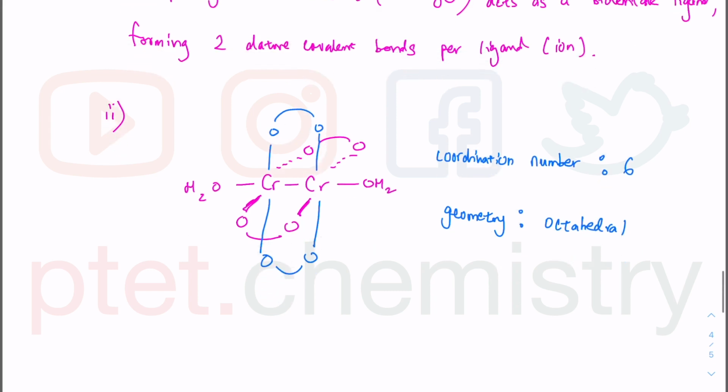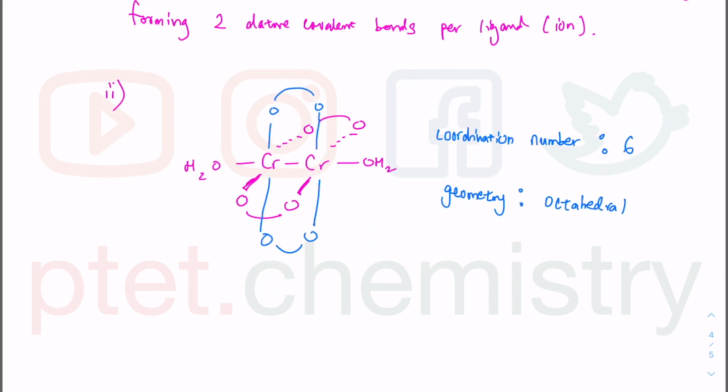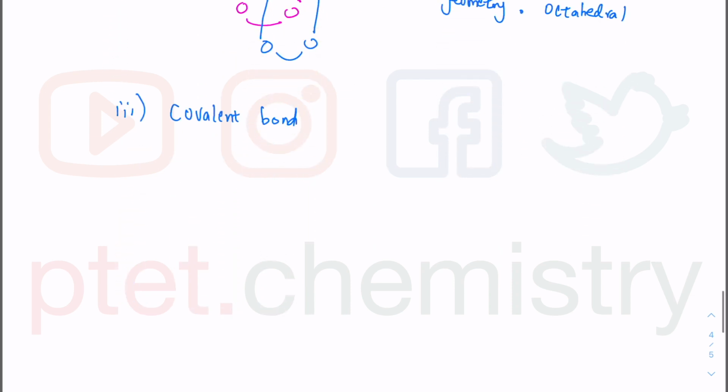What is the type of bond between the chromium? That is going to be a covalent bond. It's quite rare that you think about metal forming covalent bond, but in this case, each of these is a dative covalent bond. So this has got to be a covalent bond, being shown as such there. So there's just covalent bond between the chromium atom there.